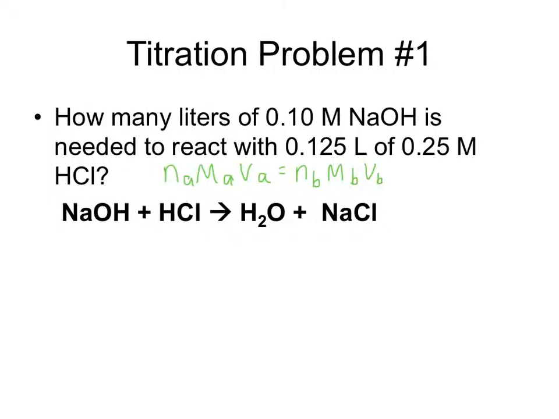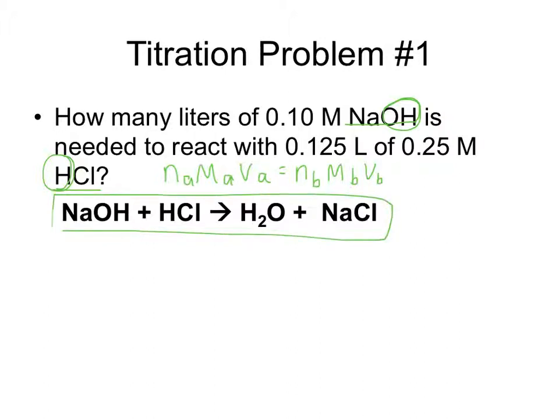The first question says, how many liters of 0.10 molar NaOH, remember that is your base, I know that because of the hydroxide ion, is needed to react with 0.125 liters of 0.25 molar HCl. That is your acid, and I know that because of the hydrogen ion. We really do not need a balanced chemical equation to do the shortcut, which is going to be NaMaVa is equal to NbMbVb. So we're just going to disregard this for right now. We would need it if we were looking at it in terms of stoichiometry.